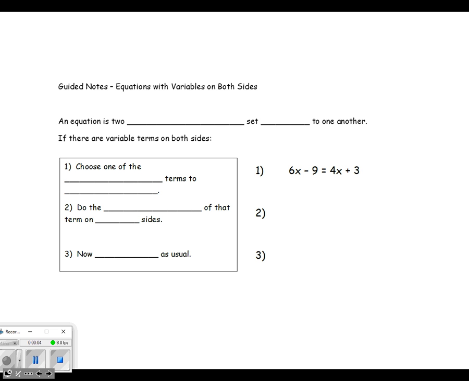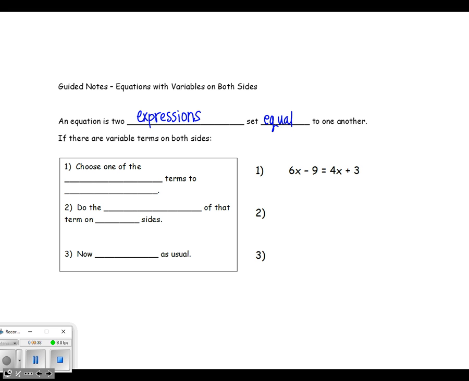Okay, today we are going to learn about how to solve equations with variables on both sides. It's not hard, but you do have to remember what to do. So an equation is basically two expressions set equal to one another. Sometimes one of the expressions is just a constant, but sometimes it's also an expression with variables in it, like this one we have for the example.